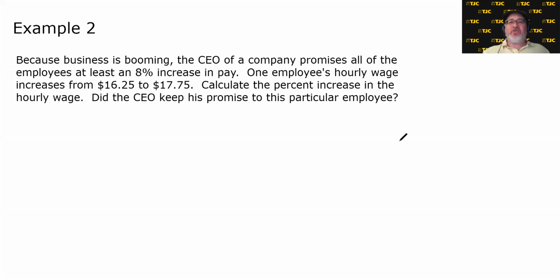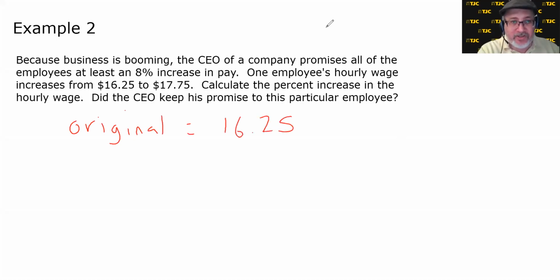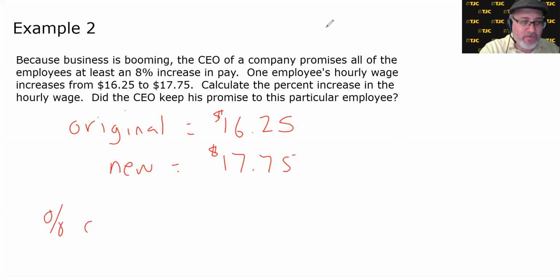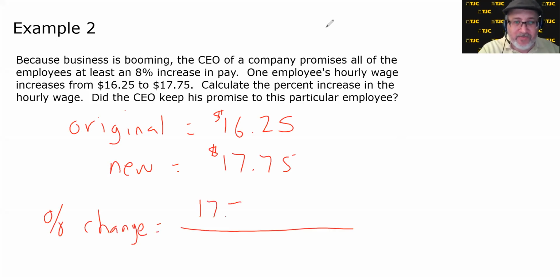All right, if we're going to calculate the percent increase, we need to locate the original value and the new value of this employee's hourly wage. The original value, his hourly wage before he got the pay raise, was $16.25. The new value after the raise is $17.75. So the percent change is going to be the new value, $17.75, minus the original value, $16.25, and that difference is compared to the original, $16.25.